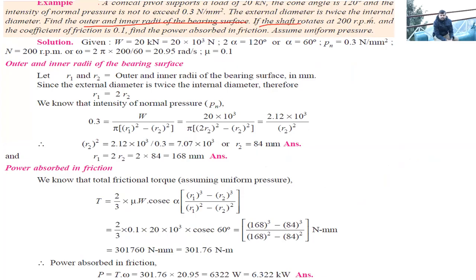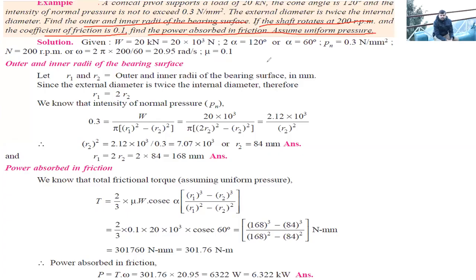If the shaft rotates at 200 RPM, so N is given to us, and the coefficient of friction is given to us, find the power absorbed in the friction. Assume uniform pressure theory. So according to uniform pressure theory, we have to determine the power absorbed in the friction, or power loss due to friction.